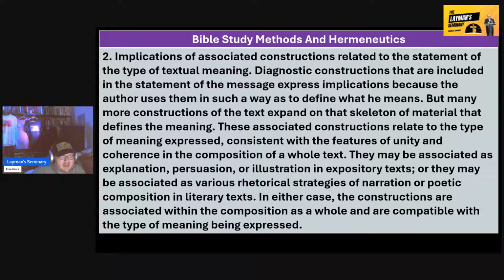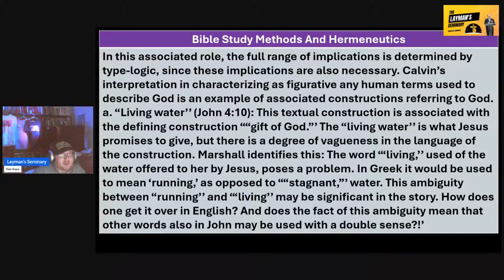They may be associated as explanation, persuasion, or illustration in expository texts, or they may be associated as various rhetorical strategies of narration or poetic composition in literary texts. In either case, the constructions are associated with the composition as a whole and are compatible with the type of meaning being expressed. In this associated role, the full range of implications is determined by type logic, since these implications are also necessary. Calvin's interpretation in characterizing as figurative any human terms used to describe God is an example of associated constructions referring to God.